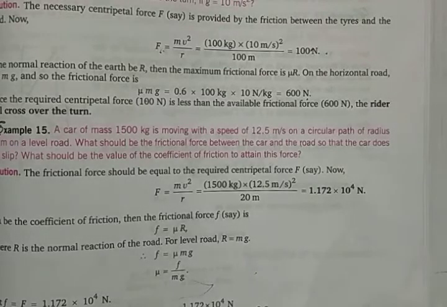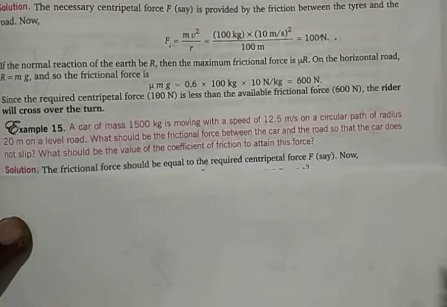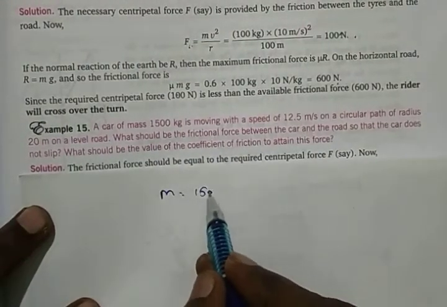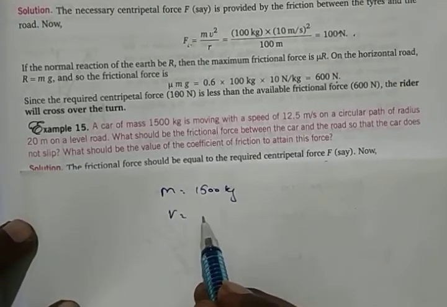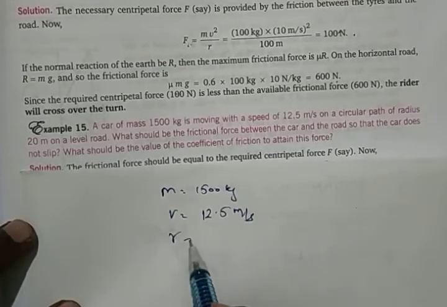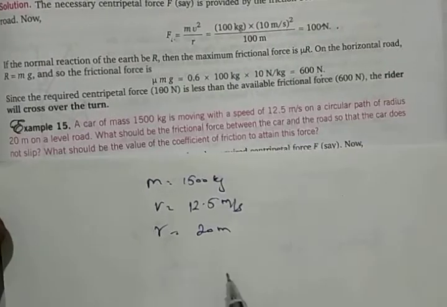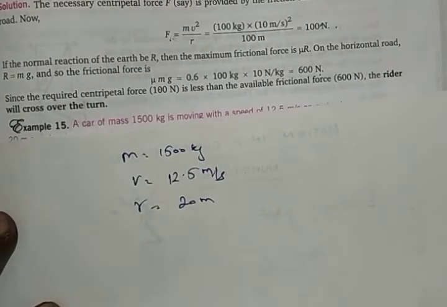Alright, hope you would have read this one. So, a car is there, a good weight car, mass is 1500 kg, and the speed is 12.5 meter per second, and the radius of this curve is 20 meter.